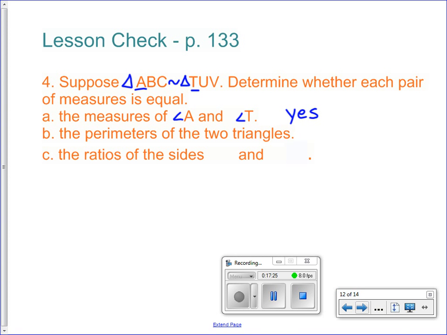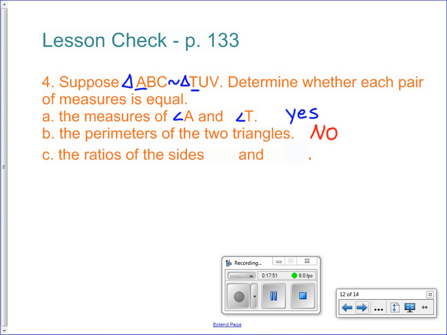Part B, the perimeters of the two triangles. Well, remember that similarity tells us that the angles are equal, corresponding angles have the same measure. However, the perimeters could be very different. One triangle could be much larger than the other. So our answer to the perimeters, or the distance around, would be no.